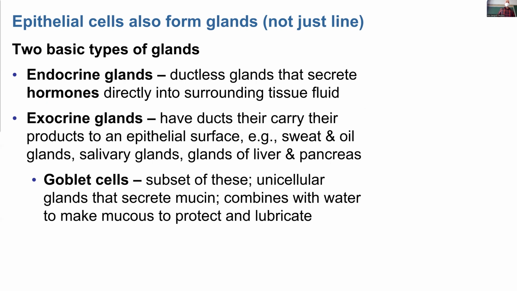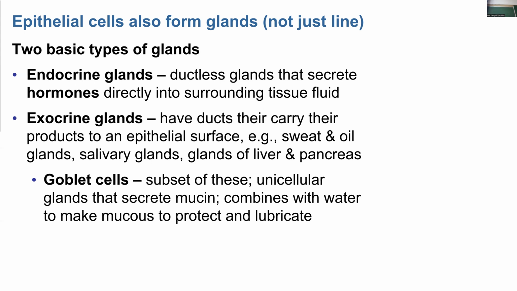Now, epithelial cells also form glands. And there's 2 basic types of glands that we'll talk about. We have endocrine glands, and these are glands that don't have ducts, but just kind of excrete hormones through their cell membrane. We'll talk a little bit more about that in detail when we get to the endocrine system. But for now, I just want you to know that endocrine glands are ductless glands.